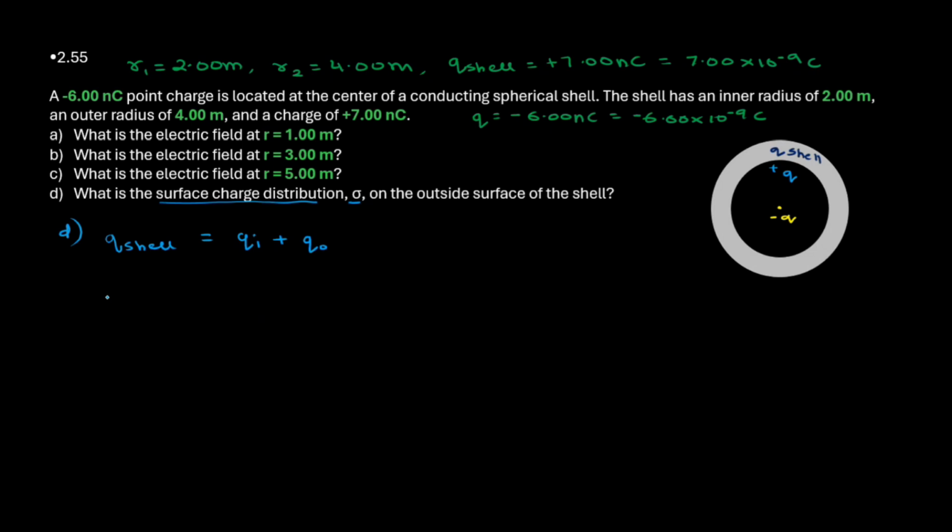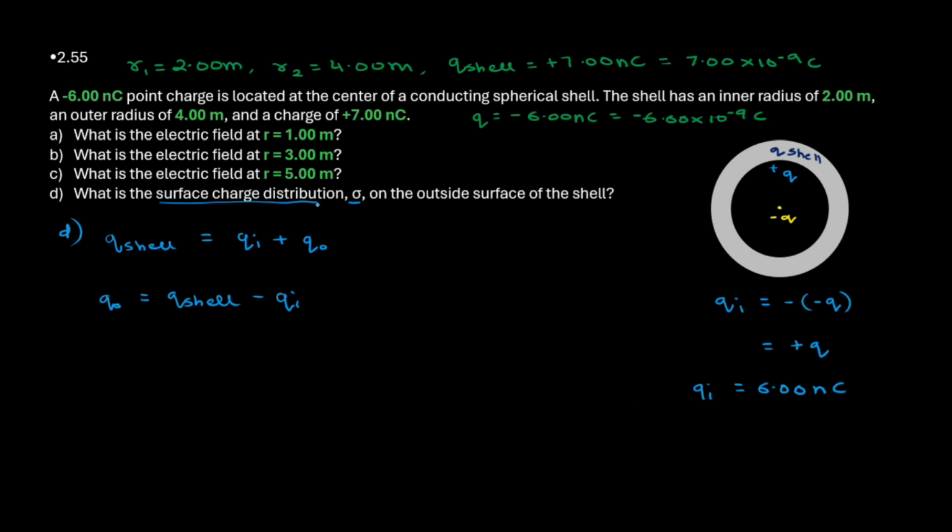So we can rearrange this term to write QO as charge on the shell minus charge on the inner surface of the shell. Now charge on the inner surface of the shell is same in magnitude but opposite in sign as the charge in the center. So Qi will be equal to minus of Q, which is equal to plus Q. So it will have same magnitude or the same size as the charge in the center, but opposite sign. So I will write Qi as 6 nanocoulomb.